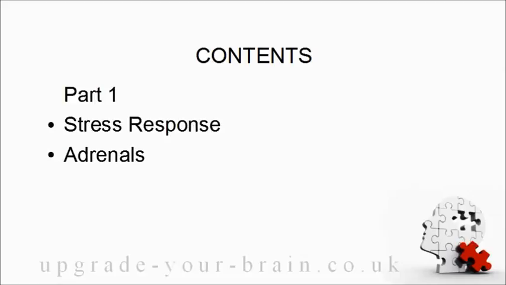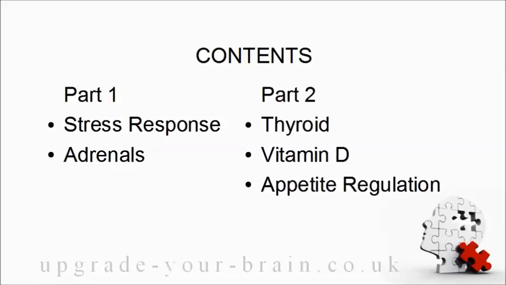Unit 4 is in two parts. In this part we'll look at the stress response and the biological systems that mediate it, and especially the adrenal glands. And then in the second part we'll look at other hormone systems including the thyroid and vitamin D, which is technically not a hormone, but it functions like a hormone because it's essentially a signaling molecule. And then we'll take a closer look at appetite regulation. And it's quite common that appetite regulation is not working too well, especially when you're trying to lose weight.